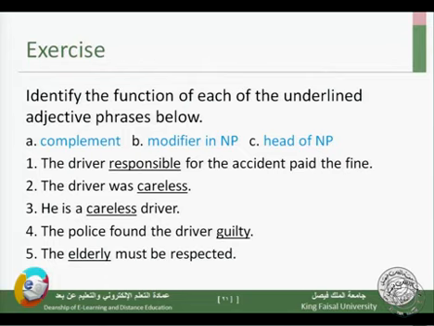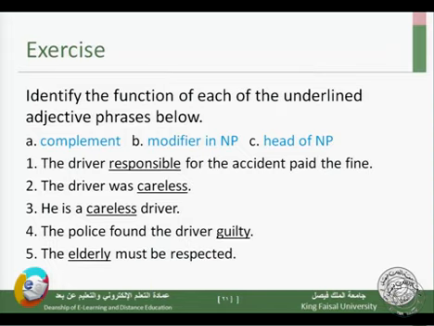This is all one noun phrase, and the adjective is part of the noun phrase. Okay, so responsible is a modifier. It is a post-modifier. It comes after the head, driver. So the answer for number 1 is B.